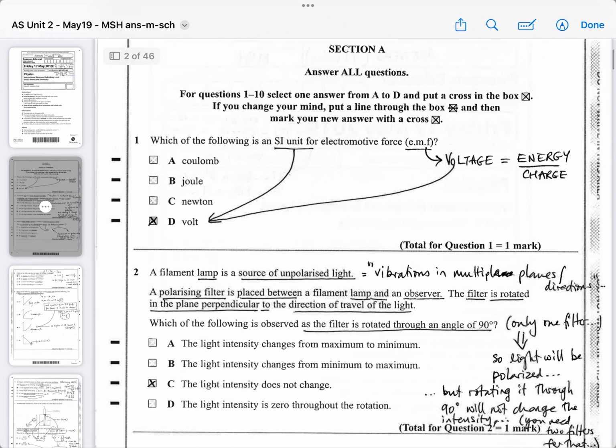Okay, so the International A level always starts with 10 multiple choice questions, and here is the first one, which is to do with units of electricity, the EMF.